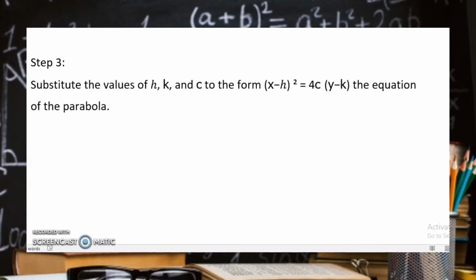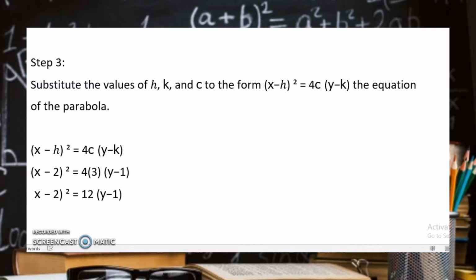Step 3. Substitute the values of h, k, and c to the form (x minus h) squared equals 4c times (y minus k). So our h is equal to 2, our k is equal to 1, and our c is equal to 3. And we substitute. The next is we multiply it. So it becomes the quantity of (x minus 2) squared.